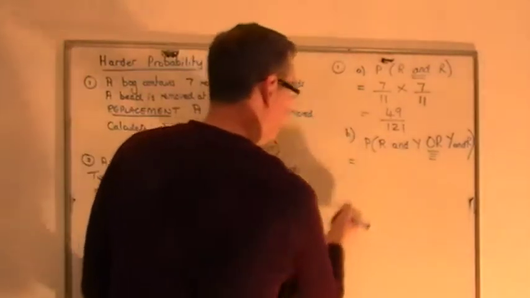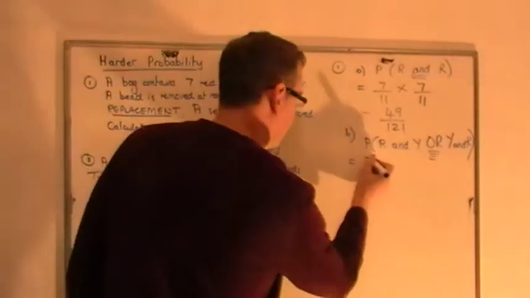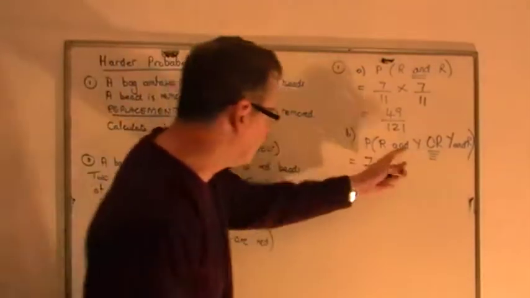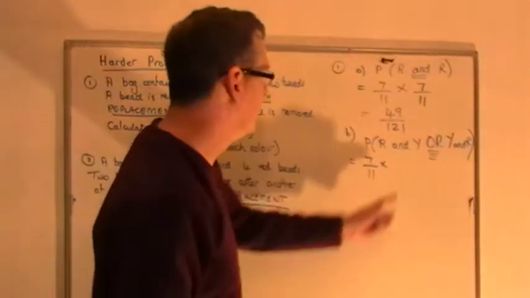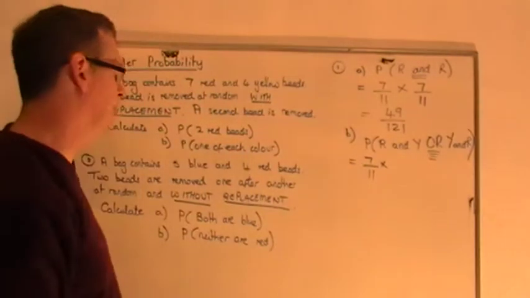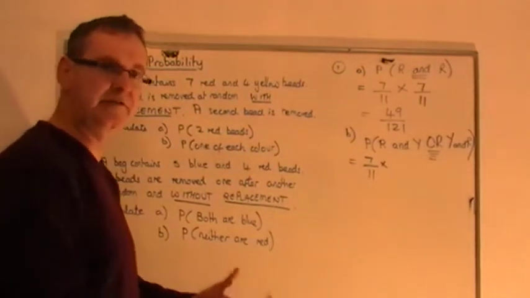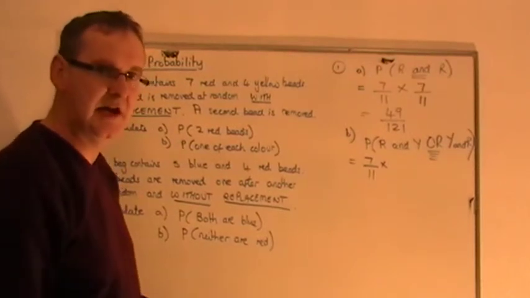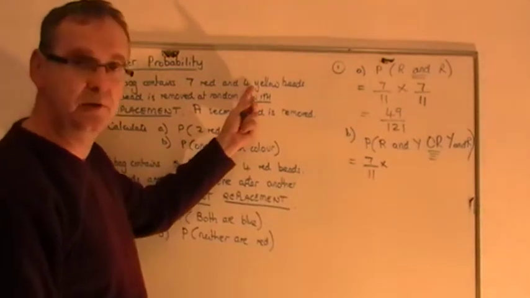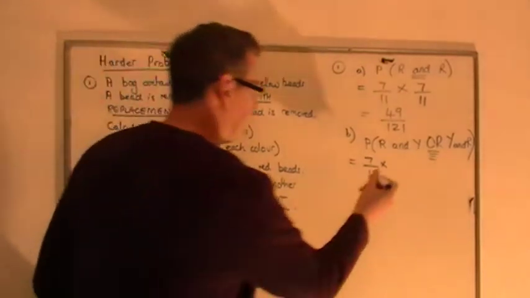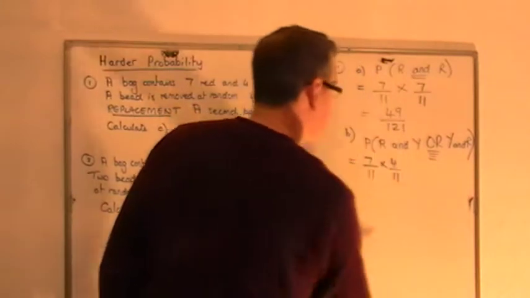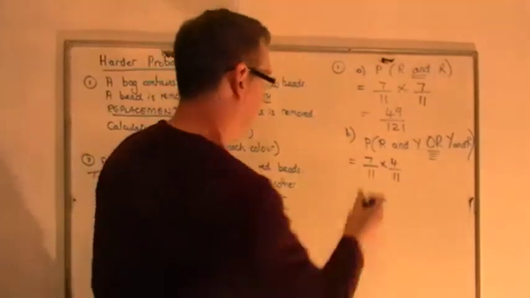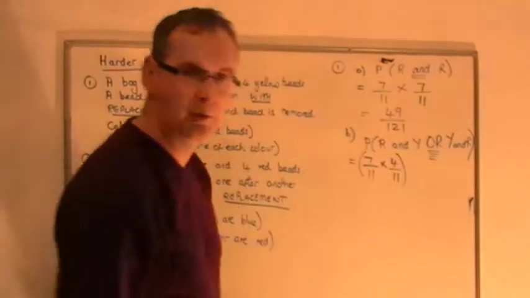Okay, this is equal to a red on the first go. That's 7 chances out of 11. We've talked about that previously. And you multiply. A yellow on the second go. Well, for the second go, remember, the first bead is put back, so there's still the same number of beads. There's still 11 beads there, and there's still the 4 yellow beads there that there was in the first place. So it's going to be 4 out of 11. So, a red and a yellow is a 7/11 times a 4/11 chance. Let's just put that in a bracket, we'll work it out in a minute.